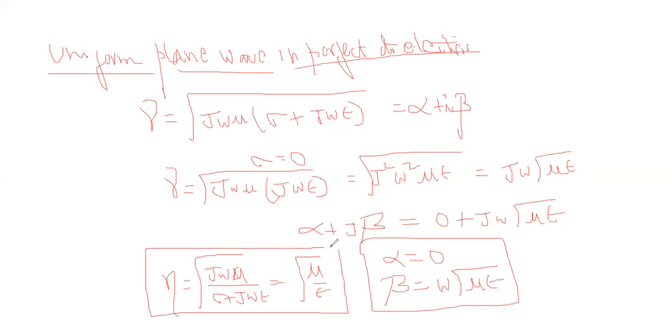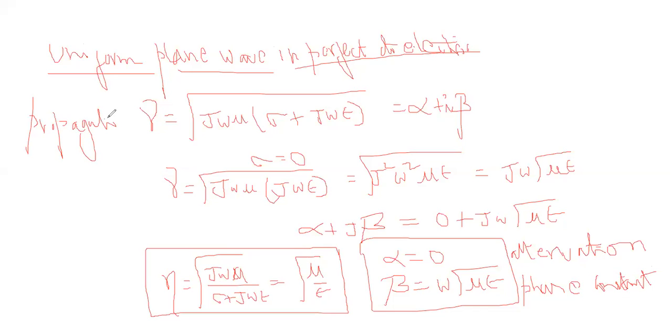So we got the three terms: attenuation constant alpha, phase constant beta, eta the intrinsic impedance, and gamma the propagation constant.